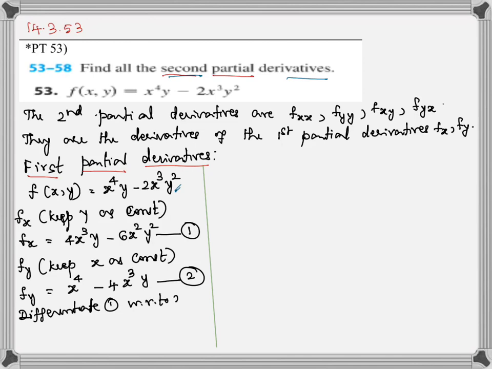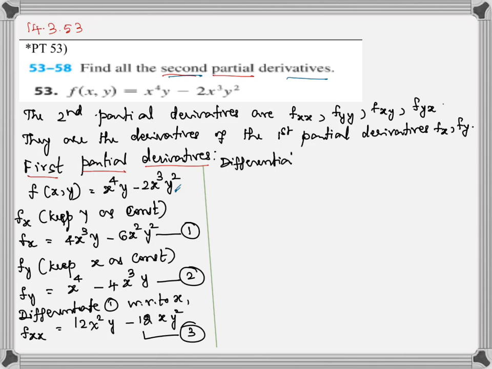Then differentiate f_x, namely 1, with respect to x to get f_xx. So you are going to differentiate f_x one more time with respect to x by keeping y as a constant. So it is 12x^2 y - 12x y^2. We'll call it 3.